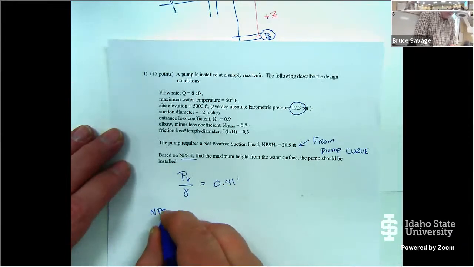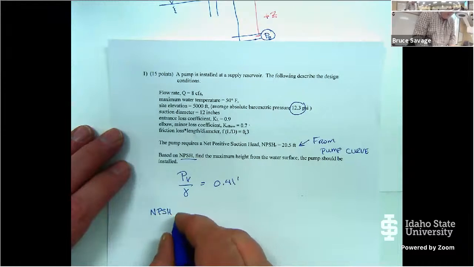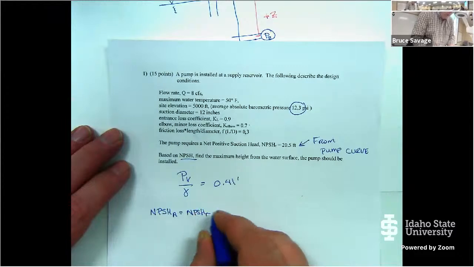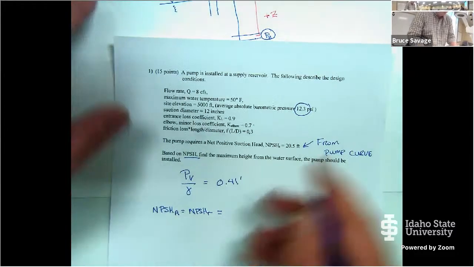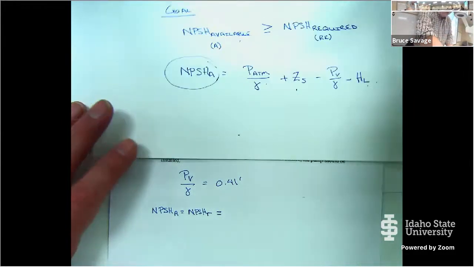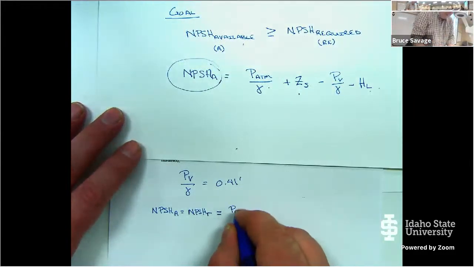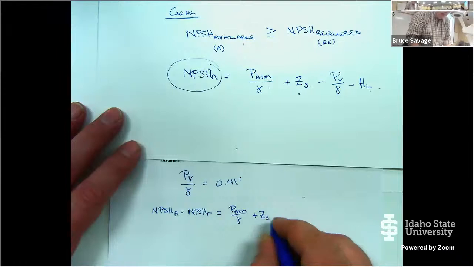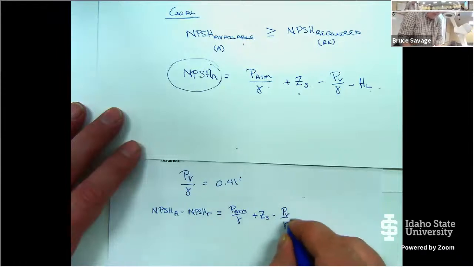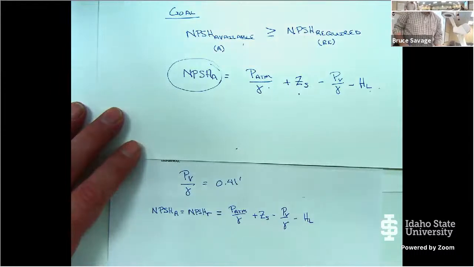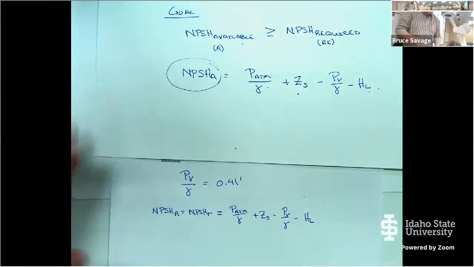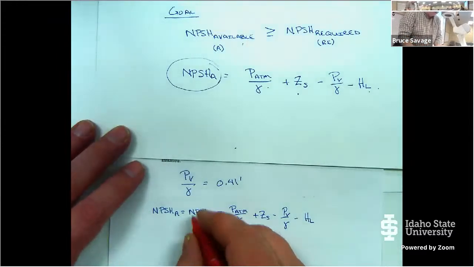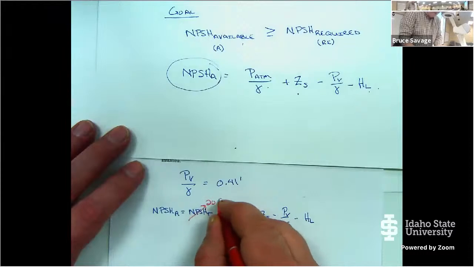All right. So I'm going to let the net positive suction head available equal the net positive suction head required, and that's going to be equal to my equation. So I'll bring that equation back out here, where we said P atmospheric over gamma plus Z sub S minus P sub V over gamma minus the head loss. Simplifying our equation, we know that the net positive suction head required is 20.5 feet.